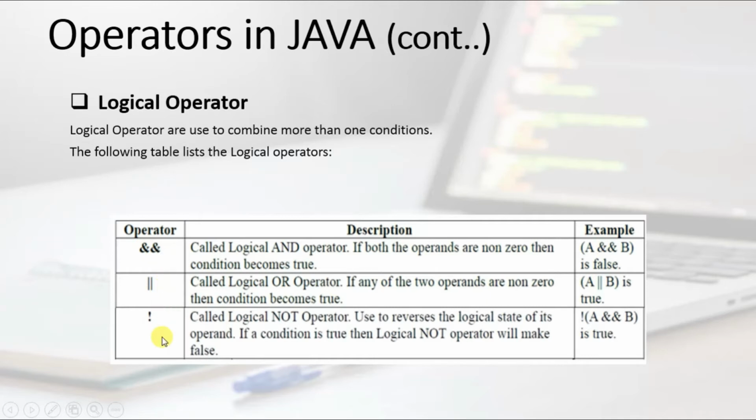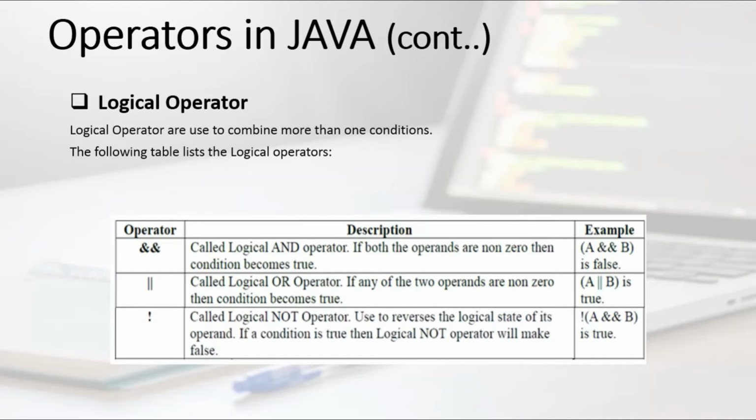Let's take first logical and. If both operands are non-zero, then the condition becomes true. Means you can say that if the first condition and the second condition are both true, then the condition will become true. The second one, logical or. If any of the two operands is non-zero, then the condition becomes true. Means you can say that if any of the conditions is true, then the answer will be true.